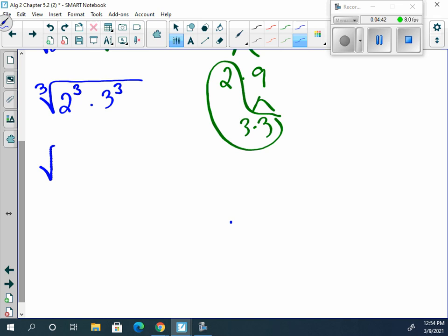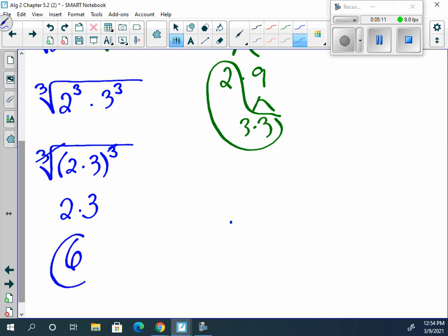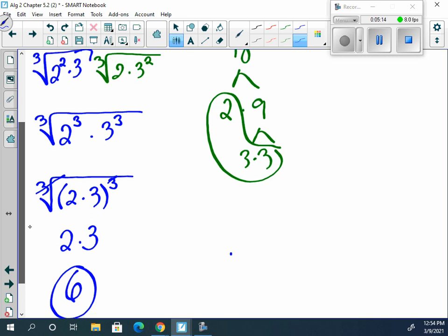But if we want to get a little bit technical on how we would write this, we can move that cubed to the outside. Because we looked at this yesterday, our power of a product tells us that we can do this. And now it's a little bit easier to see that these would cancel, leaving us with 2 times 3. And 2 times 3 is 6. And we've got our answer here.